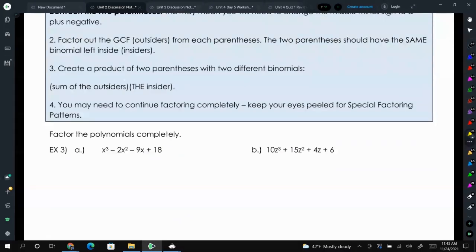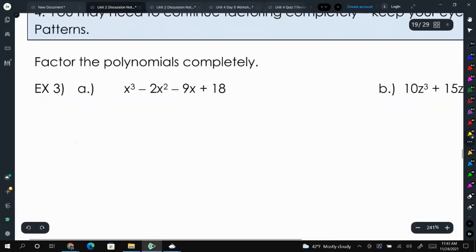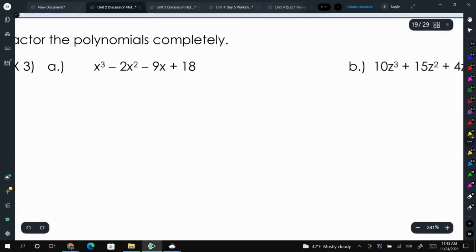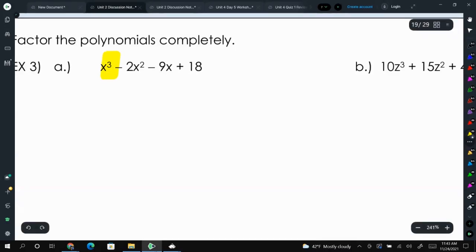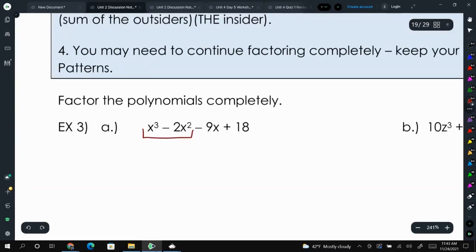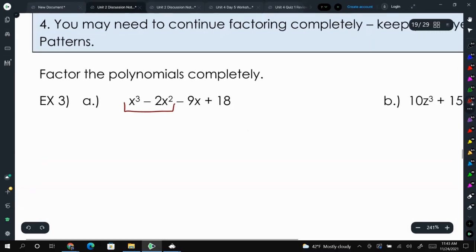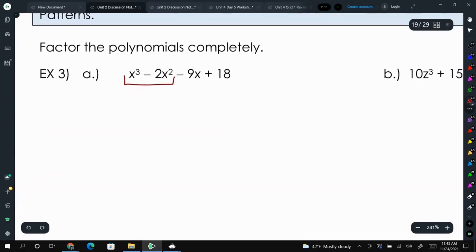So the way you can tell that you might want to try factoring by grouping is if you have descending exponents. So what do I mean by that? You have x to the third, x squared, x to the first, and x to the 0. And what you want to do is look at the first two and say, what can I factor out of those two terms? Well, you can factor out an x squared, so I'm going to do that. And then I'm left with x minus 2.